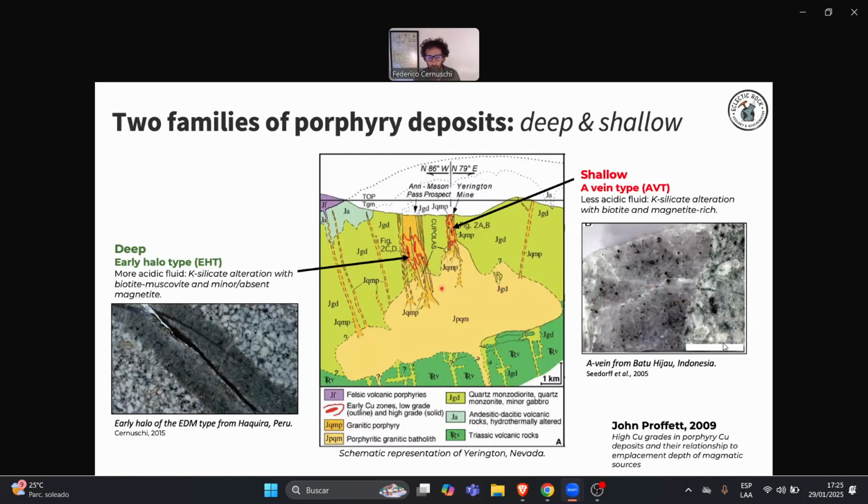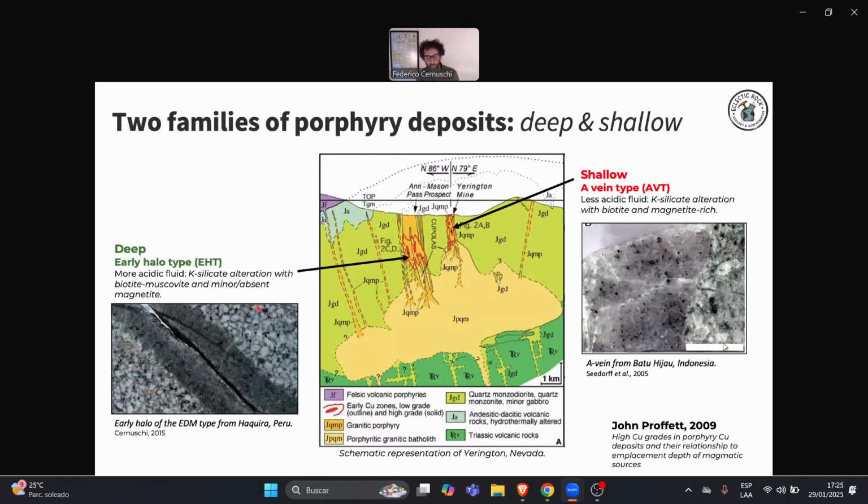And from the same precursor batholith, you have another cupula, a bit deeper in the crust, with another deposit called Mason Pass, which is what we call a deep porphyry or an early halotype porphyry. That's because the copper ore is related in space with these alteration selvages called early halos rather than with A veins. There's not too many A veins in there.